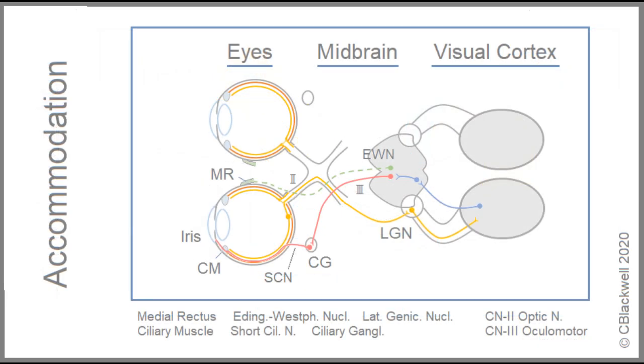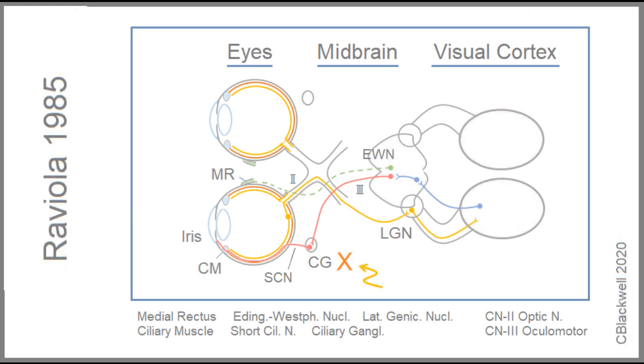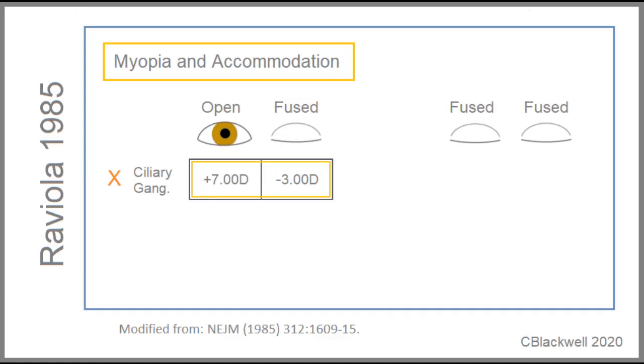Next question: is control related to the outgoing accommodation pathway? One intervention was to remove the ciliary ganglion, a key node in the accommodation pathway. Result: the fused eye was still myopic.